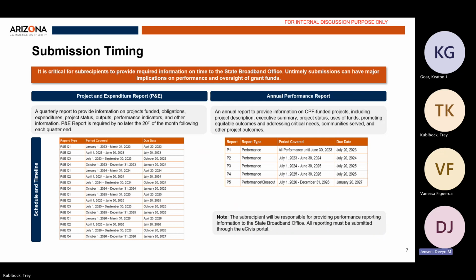So on July 20th, the Q2 P&E report and annual performance report are both due. The payment reimbursement form is also separately due. Lastly, at the end of the project, subrecipients will be required to submit the closeout report. Friendly reminder that all of these forms and reports will have to be submitted through eCivis, in similar fashion to how each subrecipient has submitted the payment reimbursement request information.